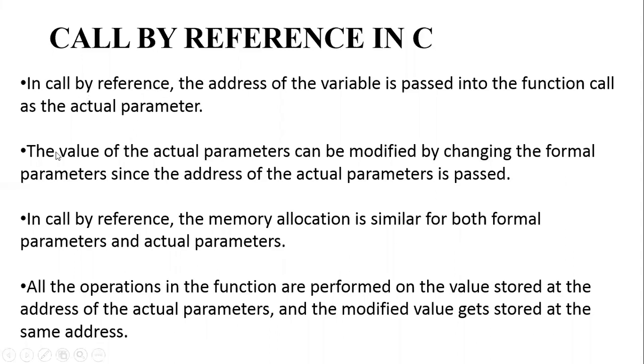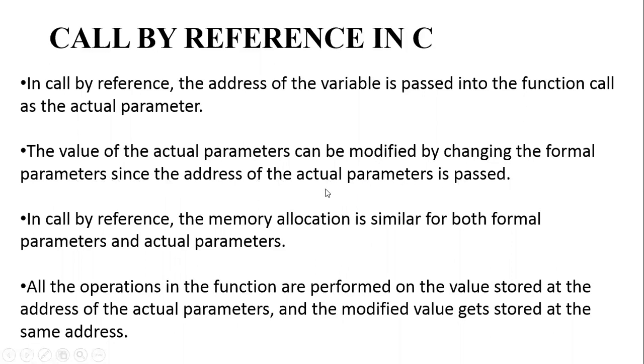We should be very careful here. For this we will use pointers. The value of actual parameters can be modified, whereas in call by value you cannot modify the formal parameters. Here, whatever value we send from the actual parameter to the formal parameter can be modified in the formal parameter.